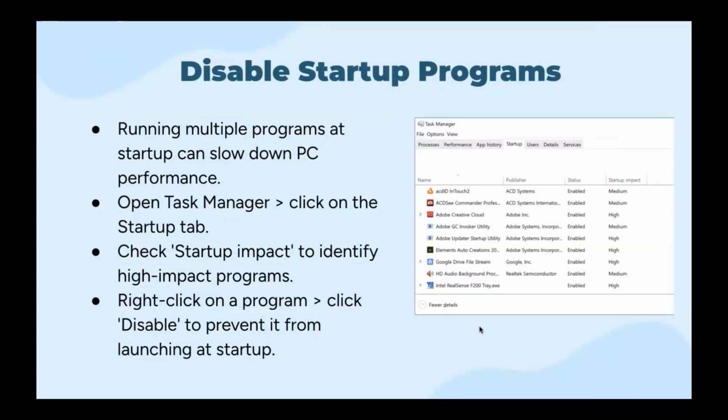Disable startup programs. Running multiple programs when starting your computer can slow down your PC performance. To fix this, you can open Task Manager, click on the Startup tab, and check Startup Impact to identify high-impact programs. Right-click on a program, and then click Disable to prevent it from launching at startup.